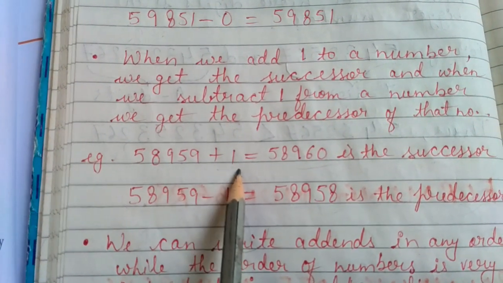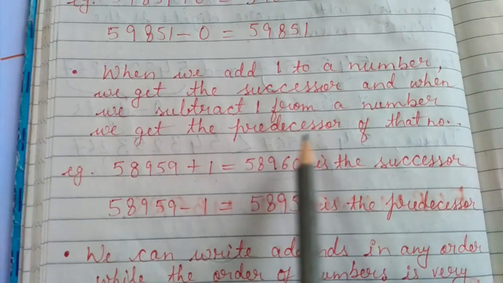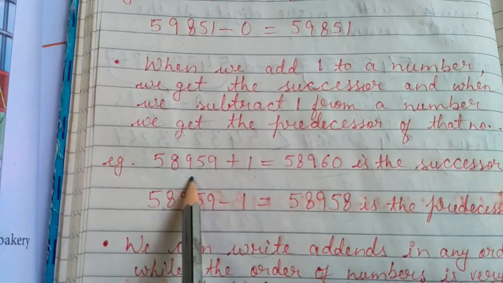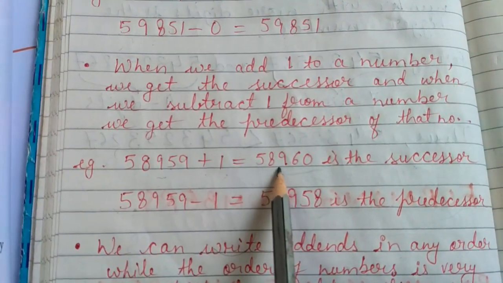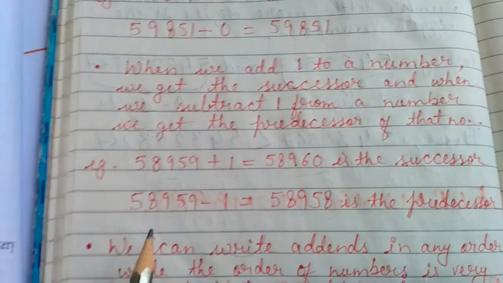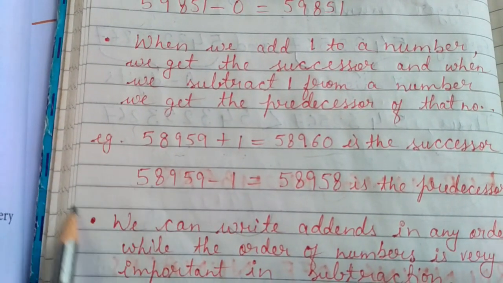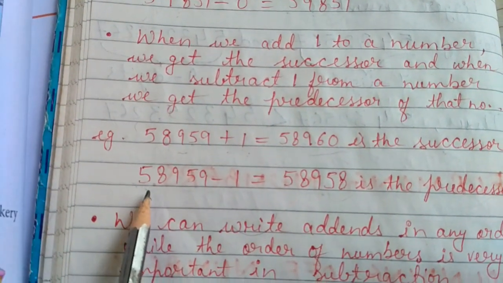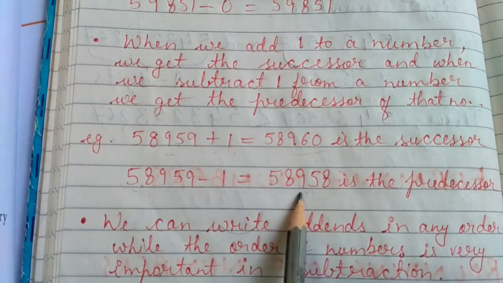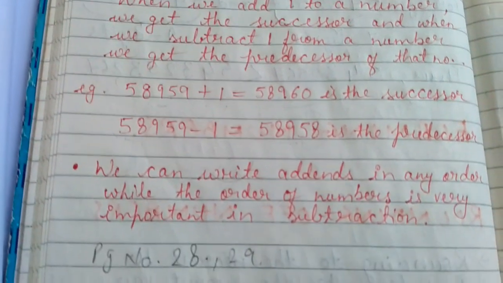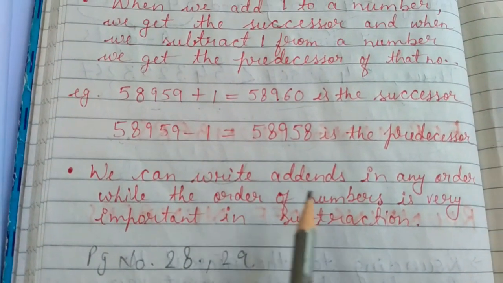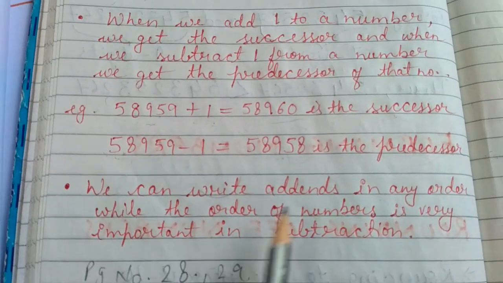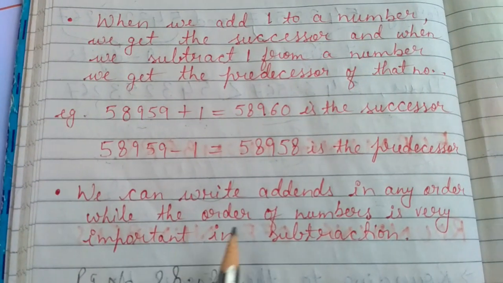58,959, when we add 1 to it, the resulting number will be the successor of this particular number, that is 58,960. And when we subtract 1 from this given number, the resulting number will be the predecessor of this number. Okay, that is 58,958.